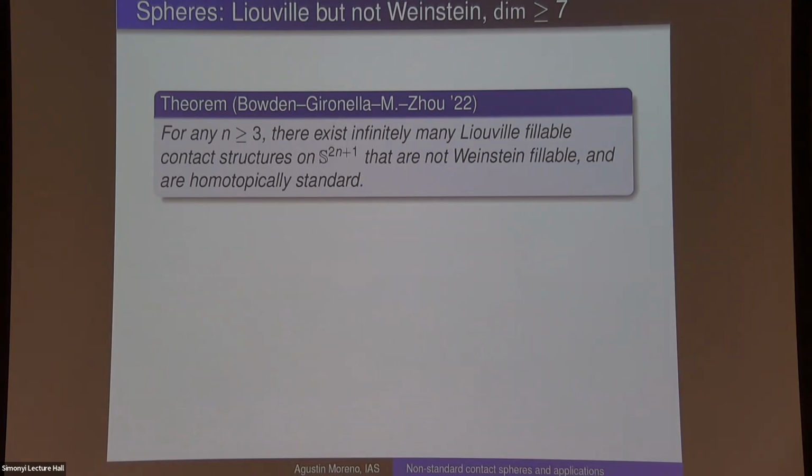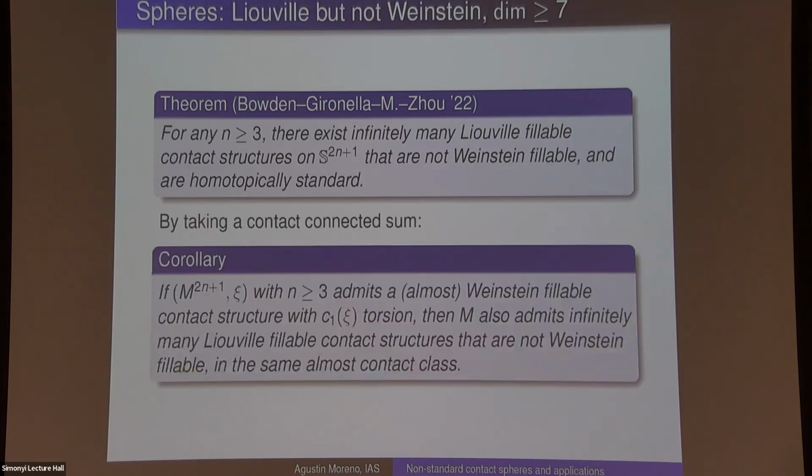Okay, so this addresses one of the inclusions in the hierarchy of fillings, but we can also construct other exotic structures which are Liouville but not Weinstein fillable in dimension at least 7. So the theorem by the same people is that for spheres of dimension at least 7, we have Liouville and non-Weinstein fillable structures. They're also again homotopically standard. So this is another one of the inclusions.